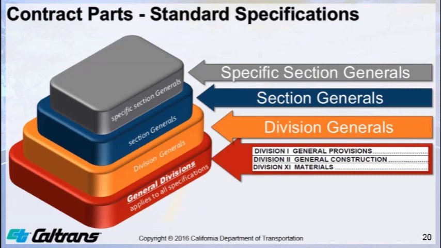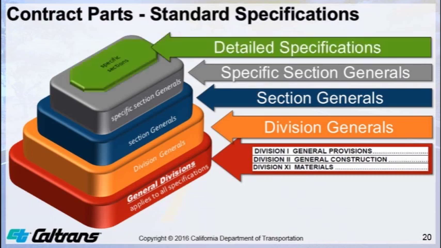The division generals were added in the 2015 standards to combine the specifications that were repeated in subordinate sections in the 2010 standard specifications. At the top of the pyramid, we have detailed specifications which describe the technical aspects of the work.